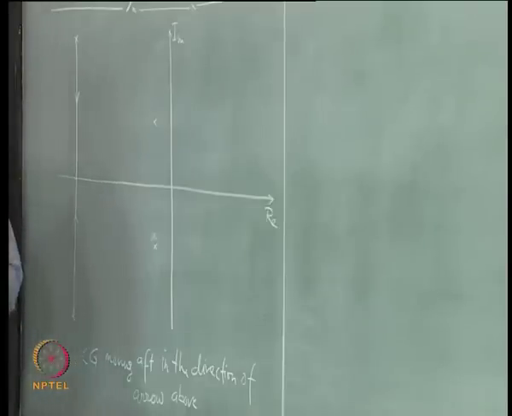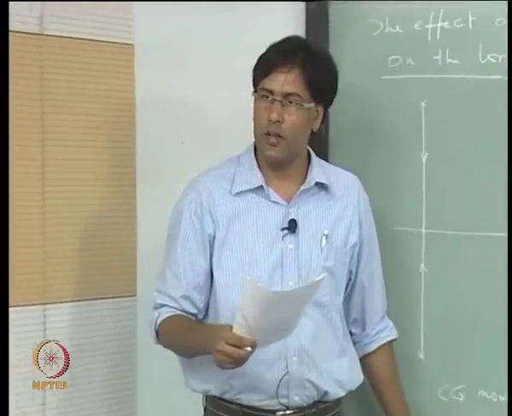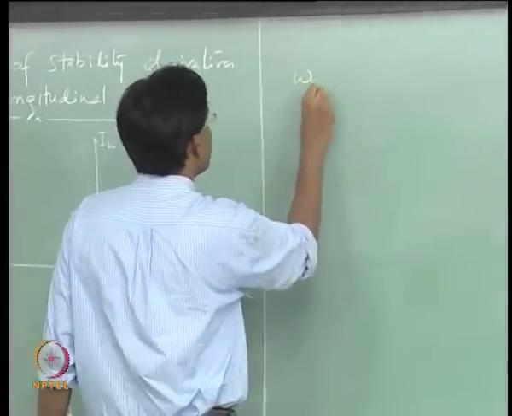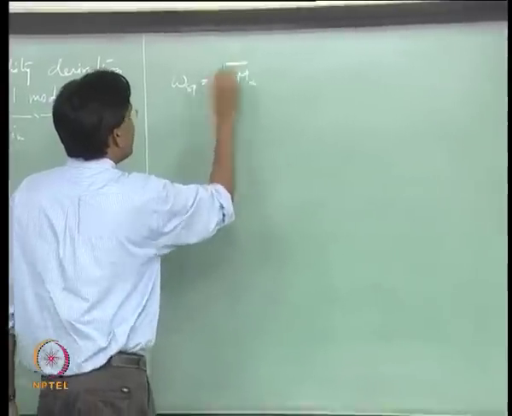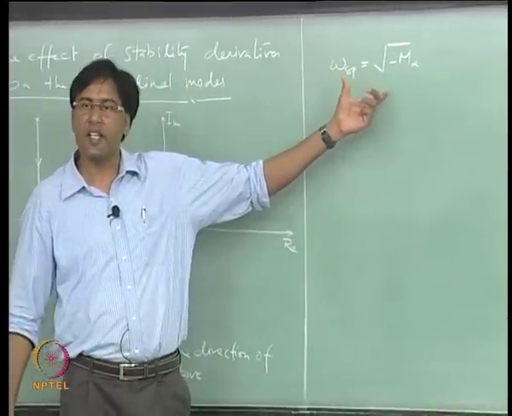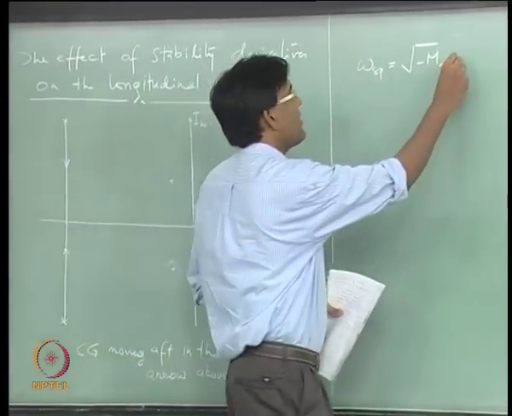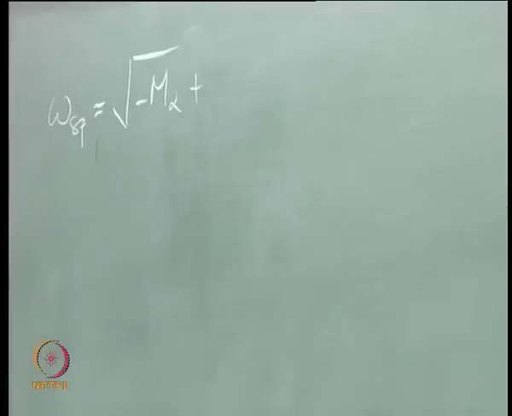So, we are changing Cm alpha, is not it? So, when you are changing Cm alpha, what is going to change? The short period frequency, right. We got an approximate formula for this, for the case when we were looking only at the constant pitching moments motion, plus something that is coming from the z alpha term. So, the effect of changing Cm alpha is going to be on the short period frequency, right.